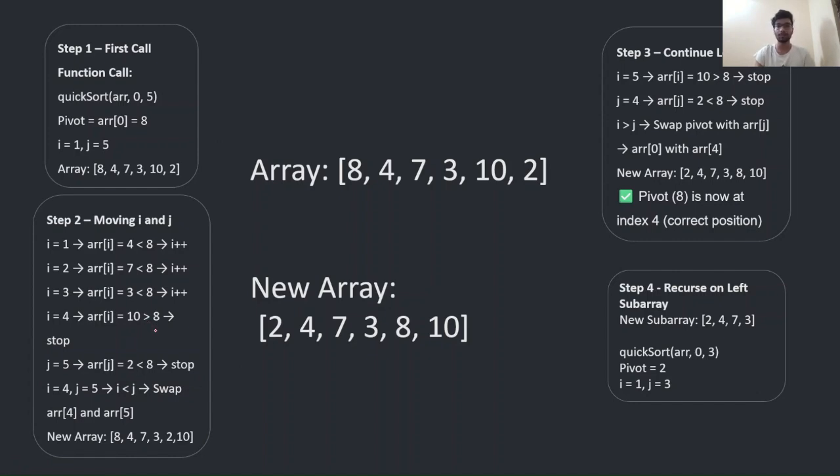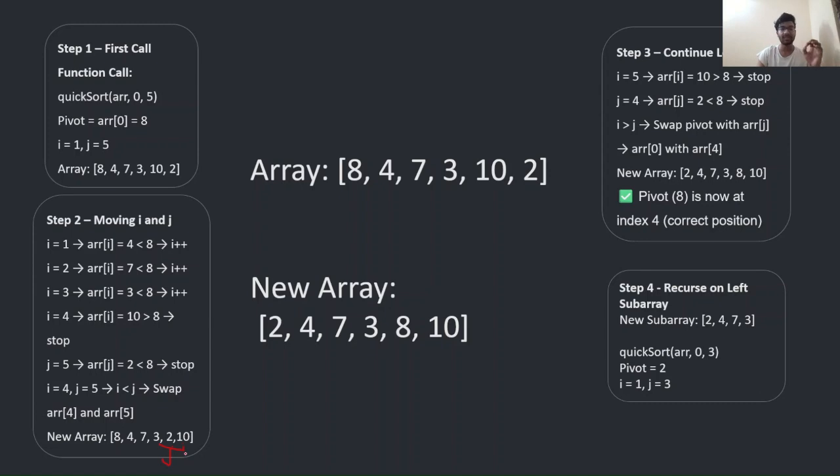Now i is currently at the fourth index, and we'll check whether the element at the fourth index is greater than 8 or not. So 2 is not greater than 8. So we'll increment i to the fifth index. So i becomes 5. And since 10 is not less than 8, we'll decrement j to 4.